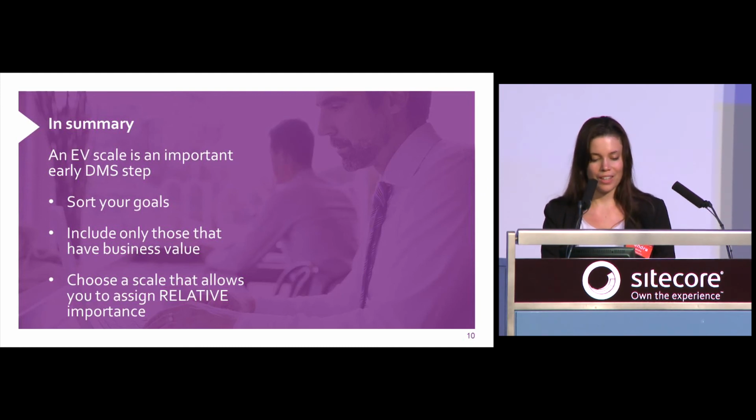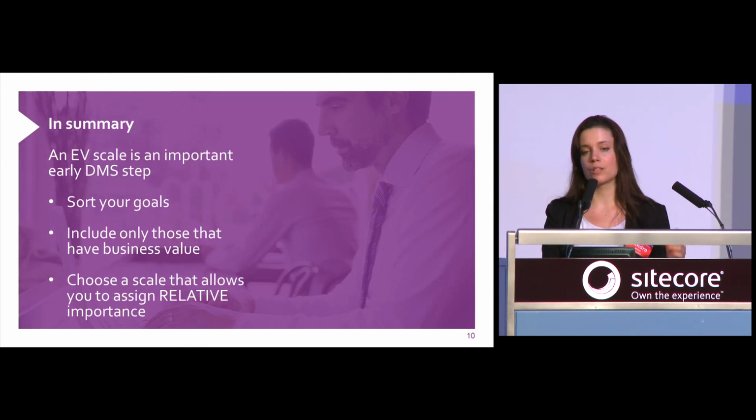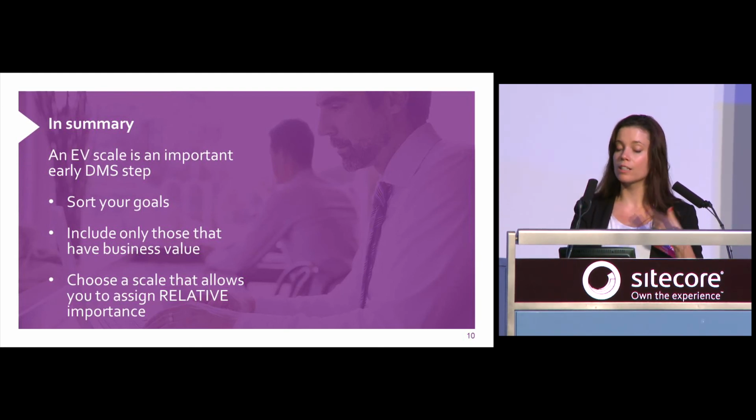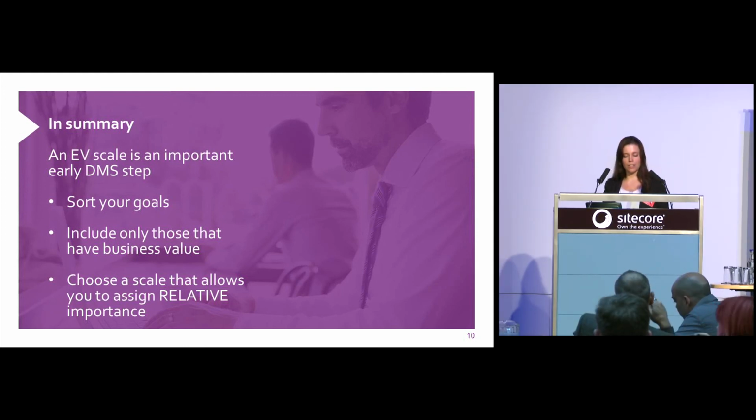And finally, choose a scale that allows you to really assign the relative value to those goals. So give yourself the room to maneuver between goals. Give yourself the room to say, okay, this one is worth a very high amount, this one is worth a low amount, and relatively speaking, this is what they're worth, because you don't want to assign a high value to something like watching a video, because people might be taking lots of those kinds of actions and hitting lots of those goals, which again messes up your data. So that's an engagement value scale in a nutshell, in a short whistle-stop tour.